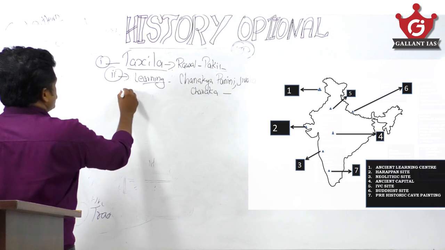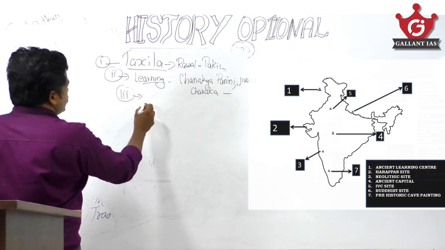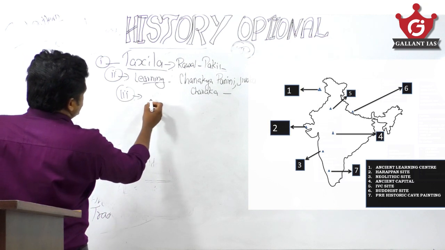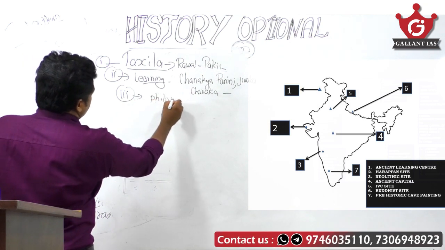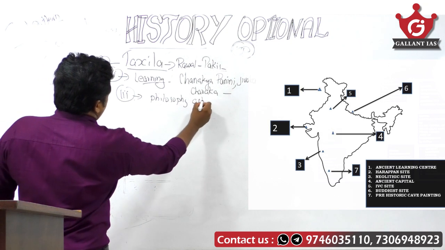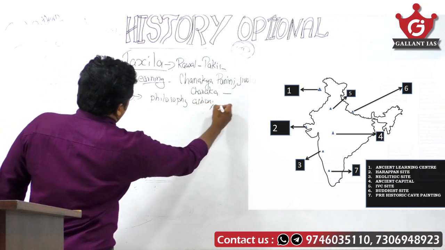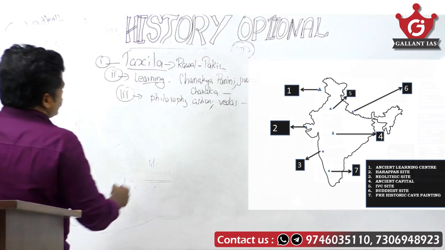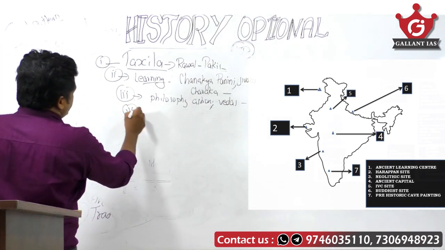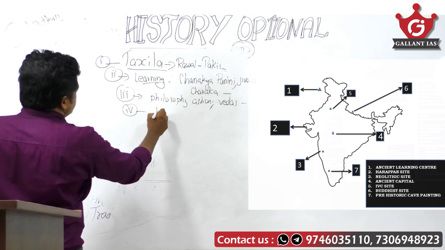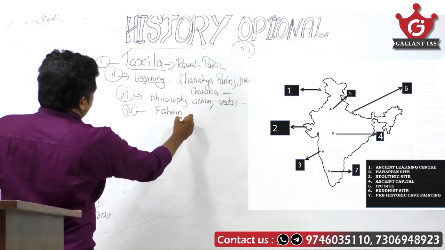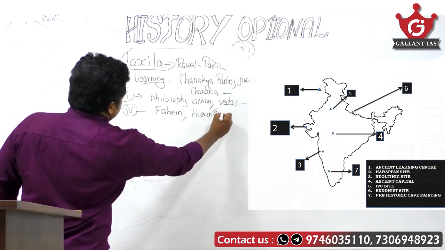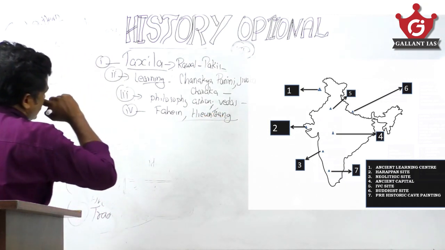Also we can say that students from across the world flocked to Takshila. They learned different disciplines or branches of learning like philosophy, astronomy, the Vedas, etc. Another point is that Chinese Buddhist pilgrims like Fa Hien and Hiuen Tsang visited Takshila.